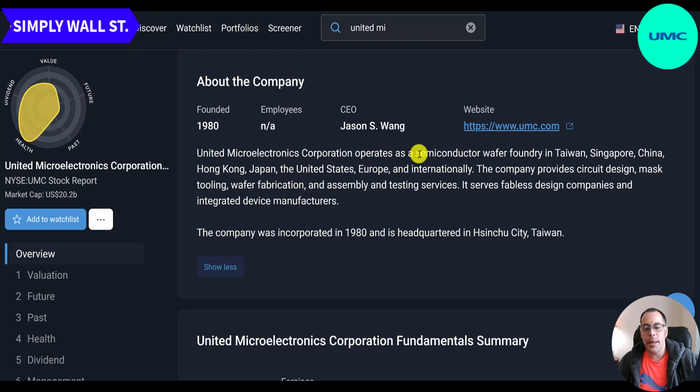UMC operates as a semiconductor wafer foundry in Taiwan, Singapore, China, Hong Kong, Japan, the US, Europe, and internationally. They provide circuit design, mask tooling, wafer fabrication, and assembly and testing services. It serves fabless design companies and integrated device manufacturers. Broadcom, Nvidia, those are examples of fabless companies. Those companies outsource their manufacturing to companies like this. They were founded in 1980. They're headquartered in Hsinchu City, Taiwan.